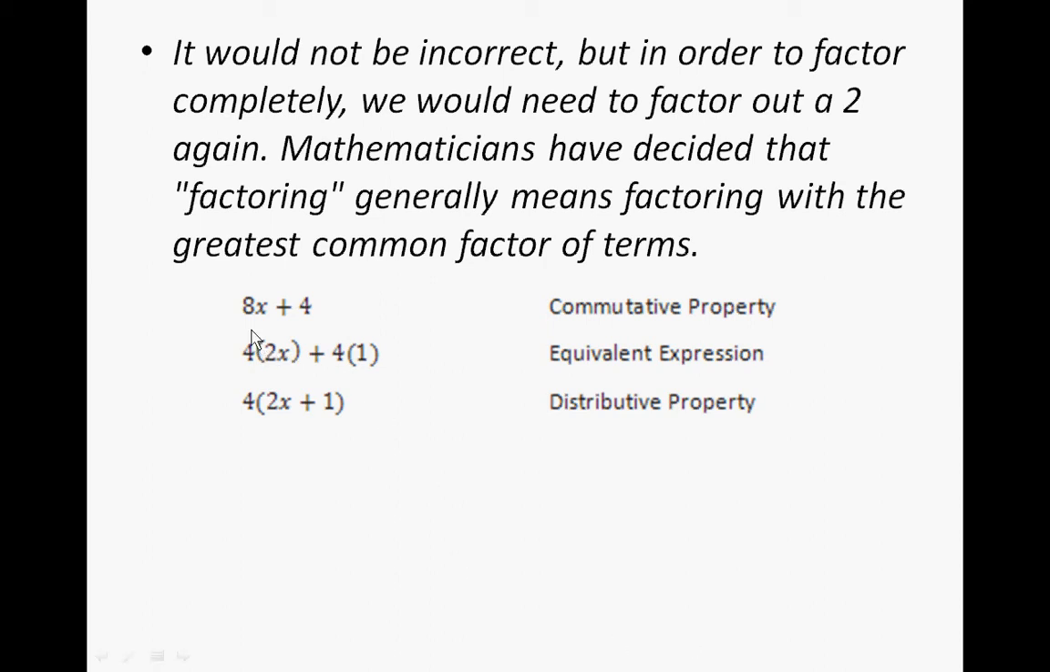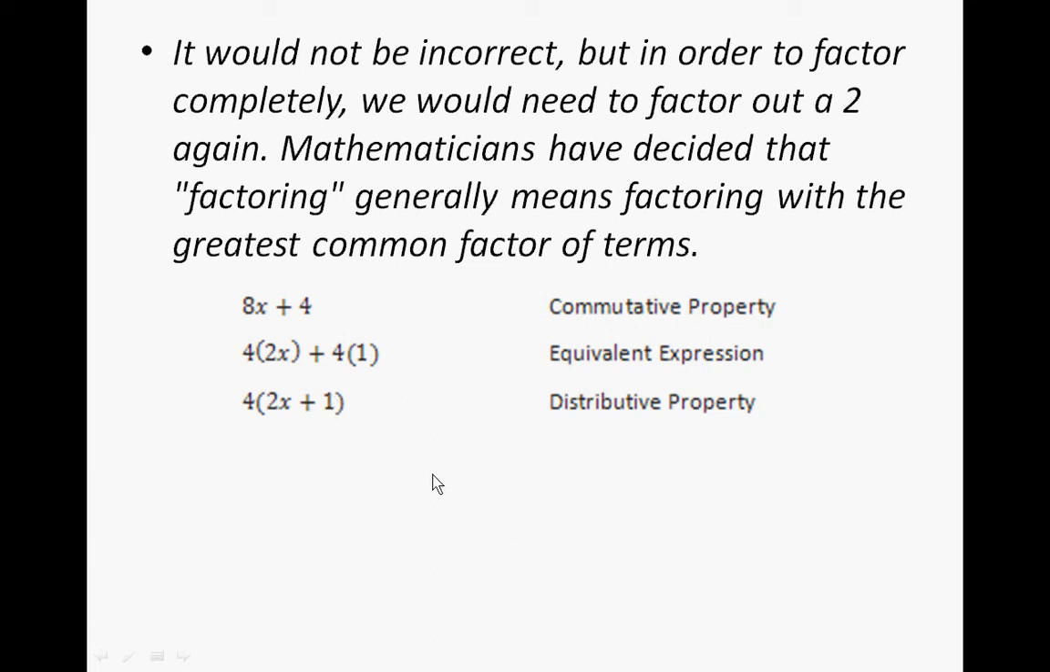So if we have 8 times x plus 4 using the commutative property, well then we can write an equivalent expression because 8x is the same as 4 times 2x, and 4 is the same as 4 times 1. And then, since we have a common factor of 4, we can factor that out and we're left with a quantity of 2x plus 1.